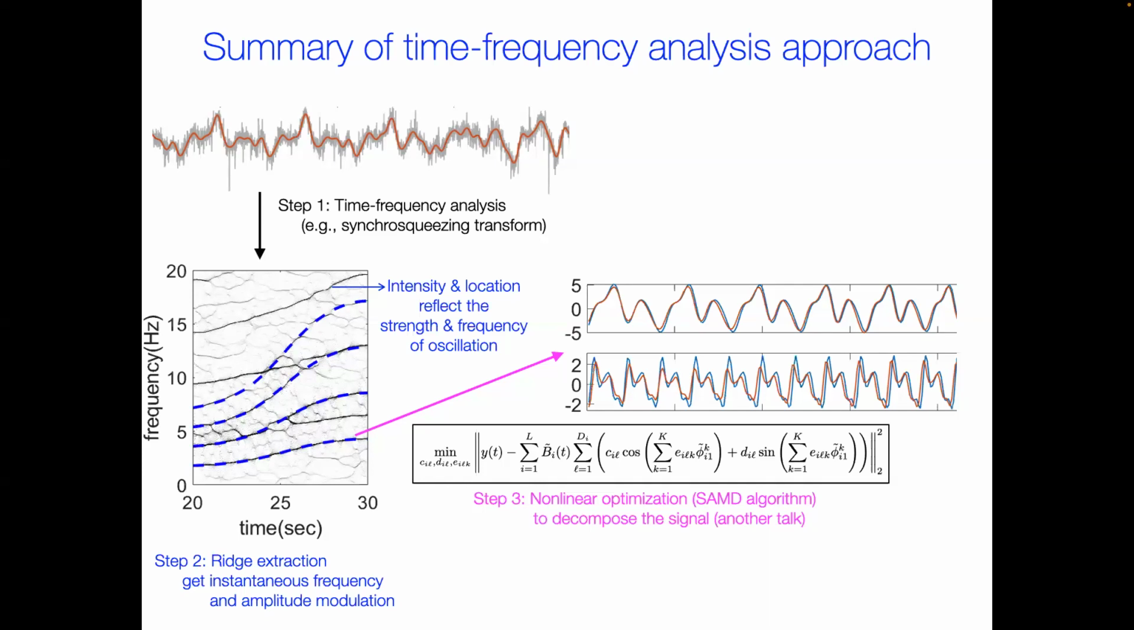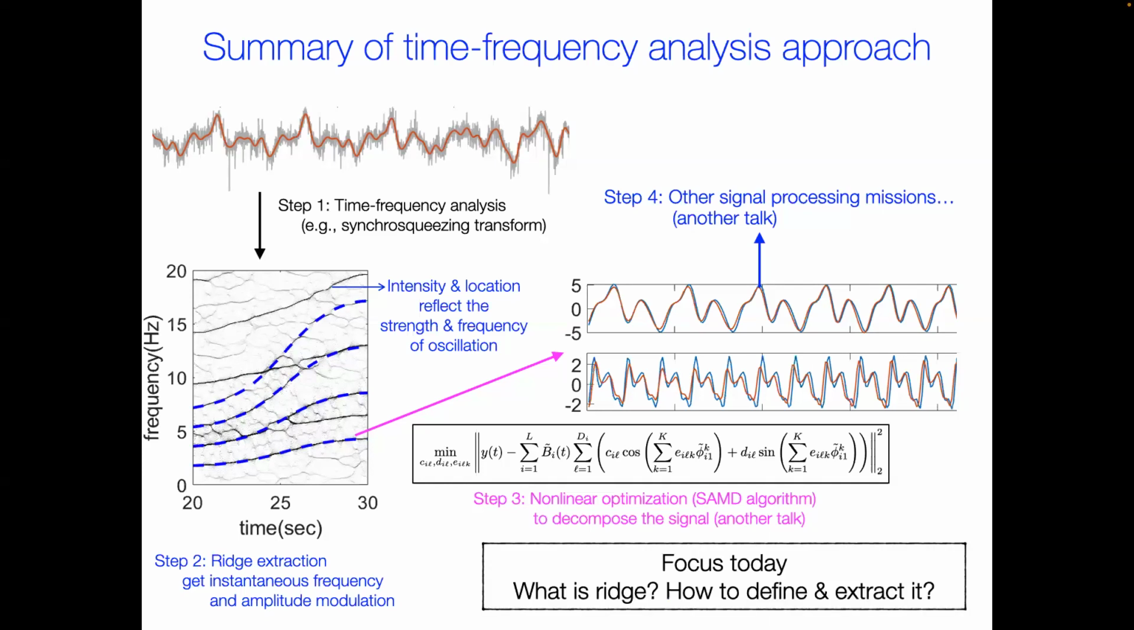In this plot, the red curve is the ground truth. I have two components inside. There are two sources, and each one oscillates in different ways. The blue curves are what I recover from the noisy signal. Once you get the reconstruction, you can continue to other signal processing goals, like I mentioned: understanding the dynamics, forecasting, uncertainty quantification, etc. And the focus is, again, what is a ridge, and how to define and extract it. That's the overall goal.